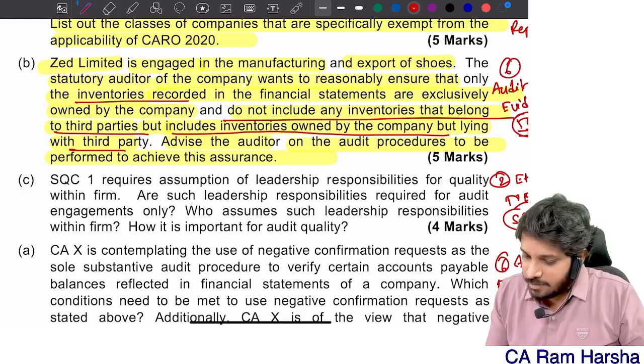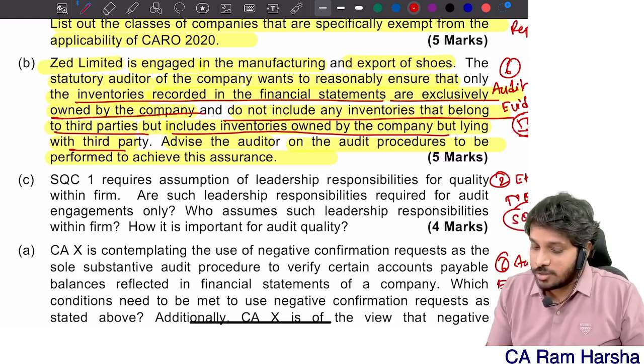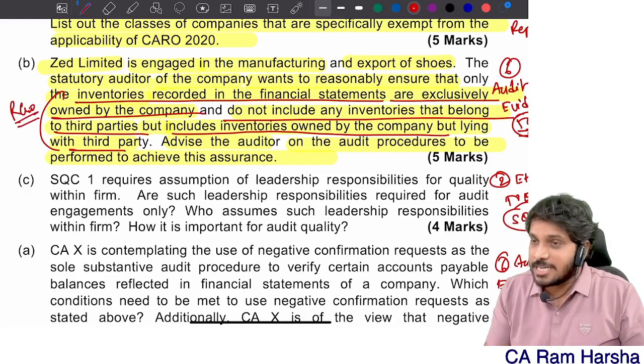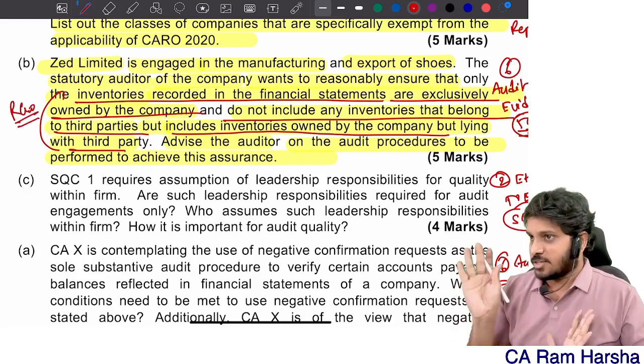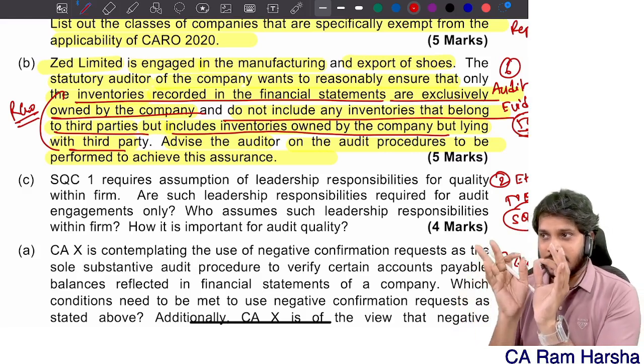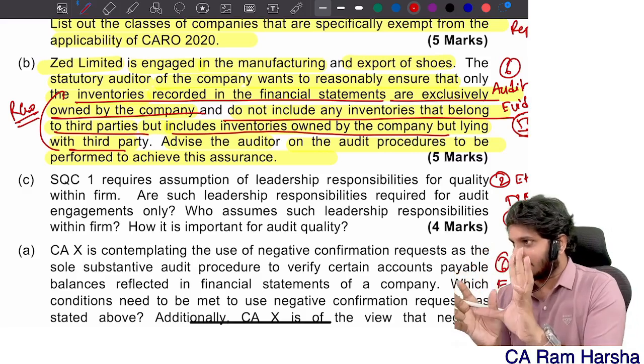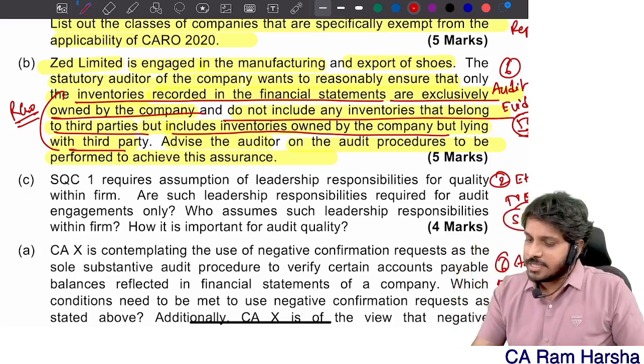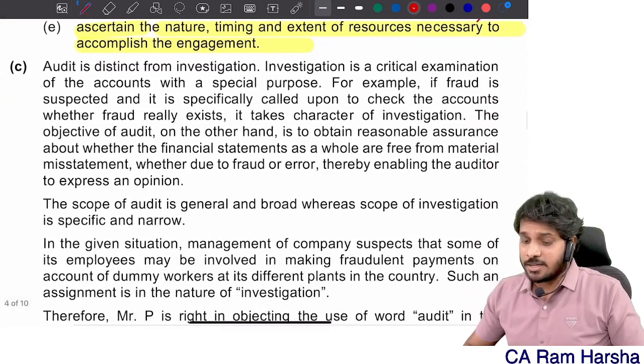So only the inventories recorded in financials are exclusive ones. So they are asking what? Rights and obligations, ownership, and of course completeness, both. Items of financial statements chapter, audit of inventories, inside the rights and obligations, completeness, the discussion is there. Any 4 to 5 points you have to write. We'll see. How will I verify whether inventory lying with a third party is recorded or not?